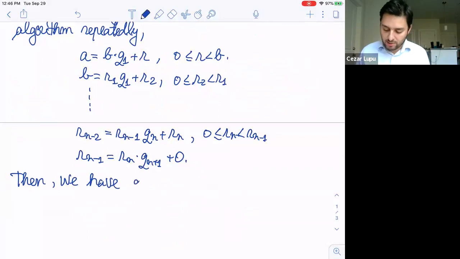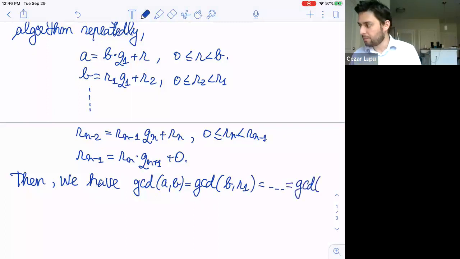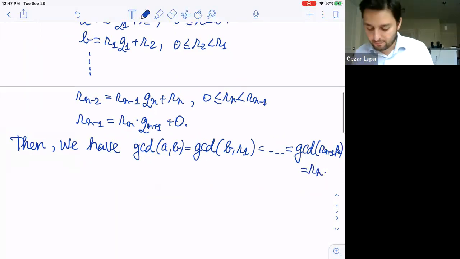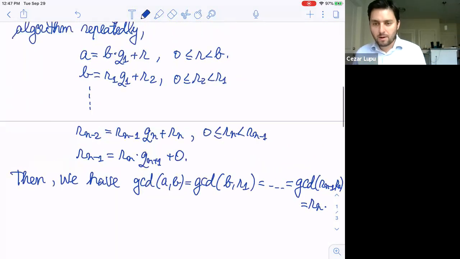And then we will have that the GCD between A and B will be nothing else than the GCD between B and R1, which will be equal to the GCD between Rn minus 1 and Rn, which will be, let's say, Rn. And this is where we stop. Anyway, you can take examples of two numbers if you want to find the GCD, but I'm sure this is trivial to you. Okay.